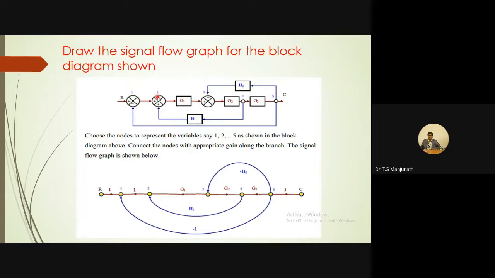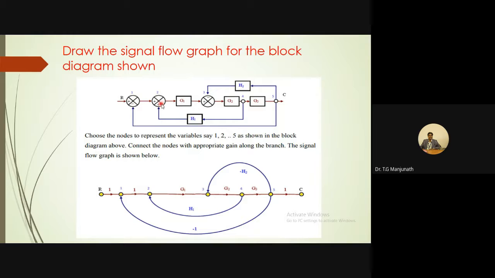Now first let us see how many nodes I need to consider. In this diagram, how many summing points are there? 1, 2, 3. Then I should consider a node at every takeoff point. Where is the takeoff point? This is the takeoff point. A takeoff point is like a tapping point where the signal is tapped to give the connection to some other block. Similarly, at the output here, it's a tapping point, so we are taking a signal here.